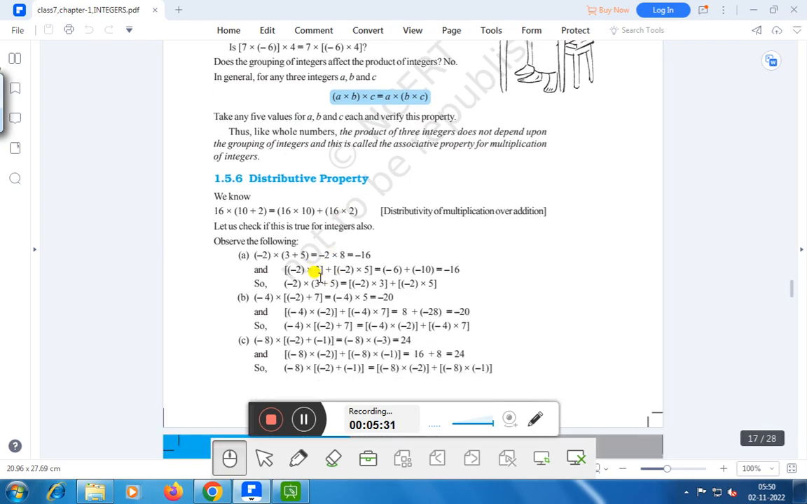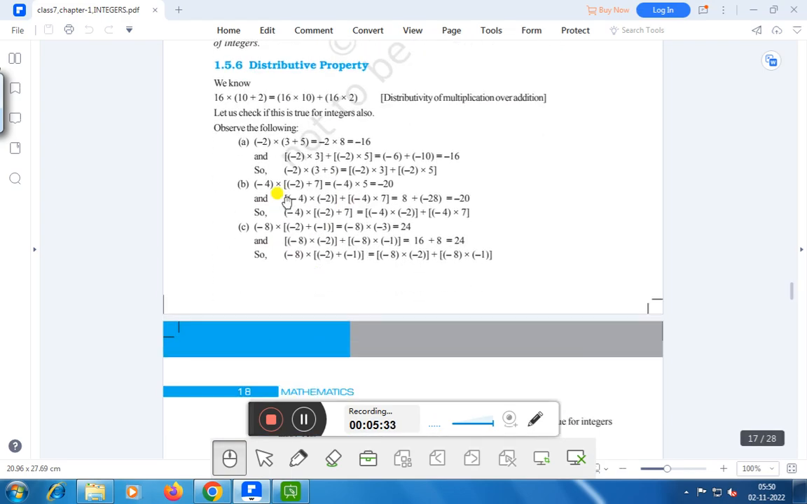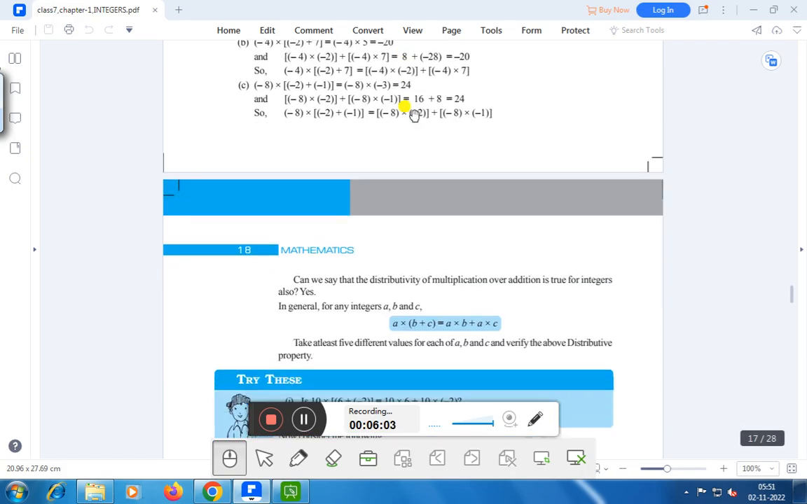Next one is the distributive property. What is that distributive property? Here you can say minus 2 into in brackets 3 plus 5. We can write minus 2 into 8, that is equal to minus 16, right? And minus 2 into 3 plus minus 2 into 5, that is minus 6 plus minus 10, so you are getting the same result, that is minus 16. This is distributivity of multiplication over addition, right?